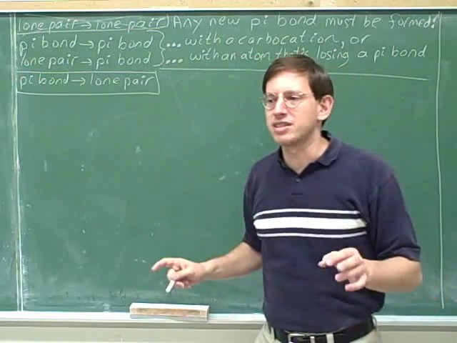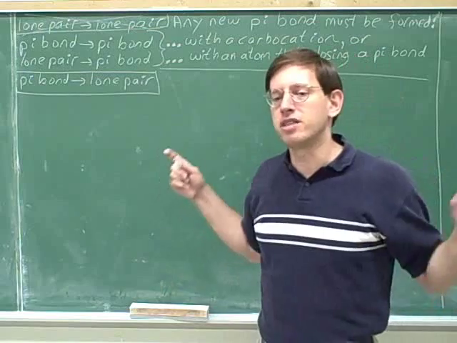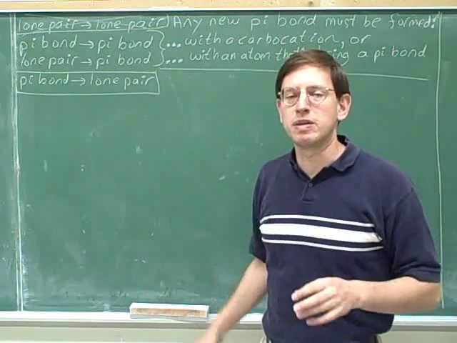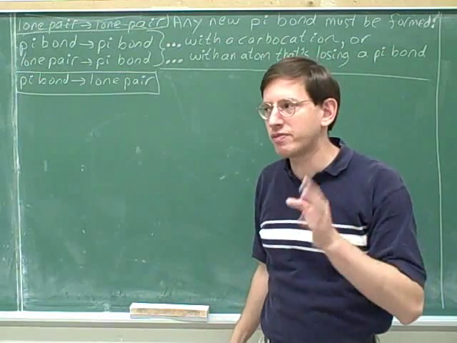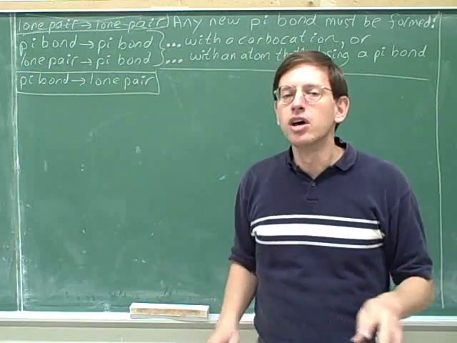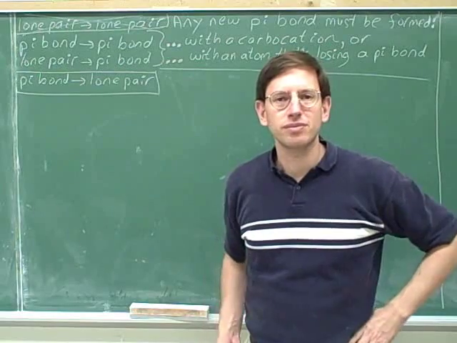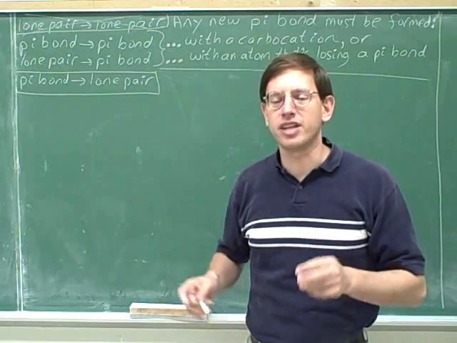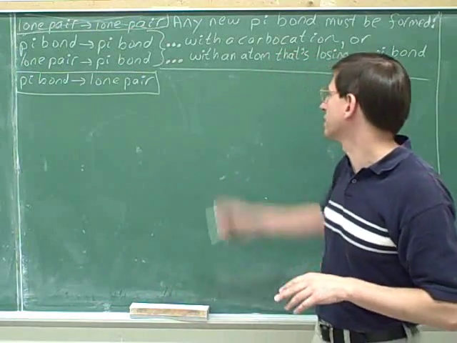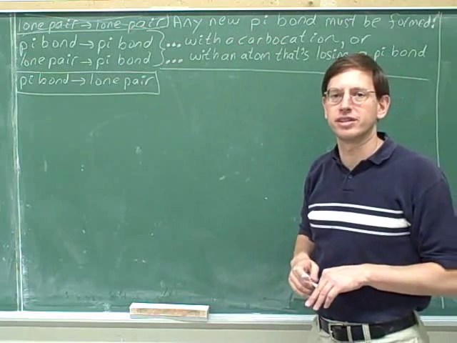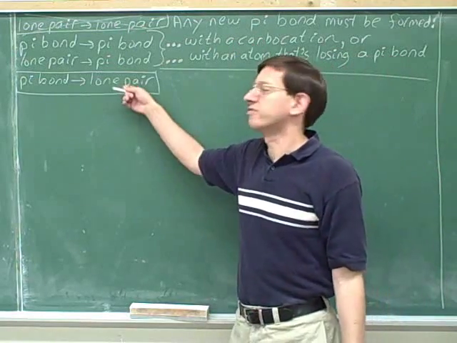I really want to emphasize this because this is the source of by far the most problems and the most mistakes when people are drawing resonance forms. So the thing we have to drill into ourselves is that we have to be on the watch anytime we form a new pi bond. We have to be very careful anytime we form a new pi bond and make sure it's satisfying one of these two criteria. We don't need to be as careful when we form a new lone pair.